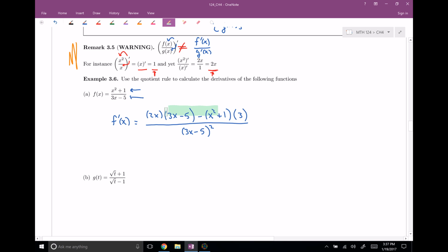Again, I would not spend a lot of time simplifying this. This is how I would submit my answer. This is what I would give 100% for. Okay, let's try it again.